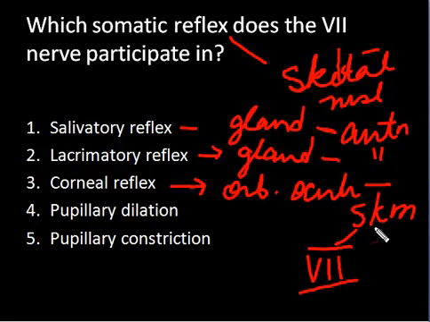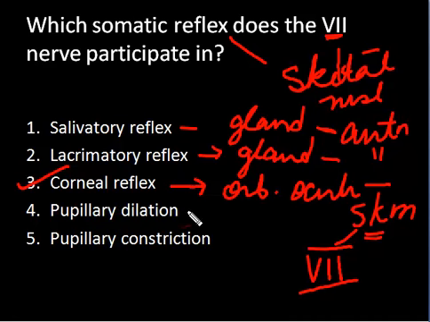So as we see here, it is a skeletal muscle supplied by the seventh cranial nerve, and that's what we need to know. Somatic reflex, we said, was skeletal muscle, and we wanted to know which one the seventh nerve participates in. So it was the corneal reflex is the answer to the question. But let's look at the other choices.